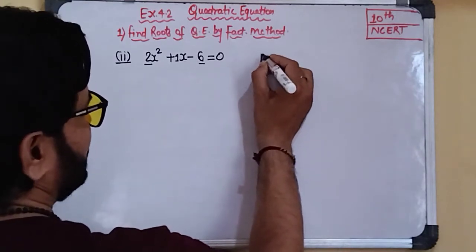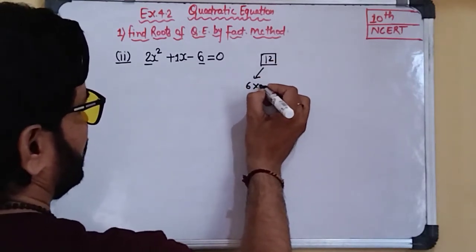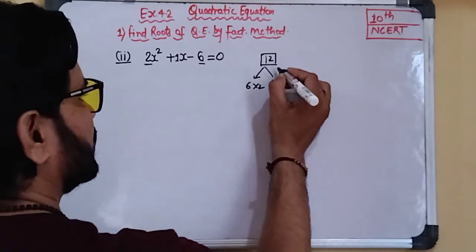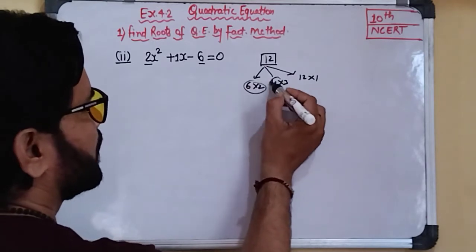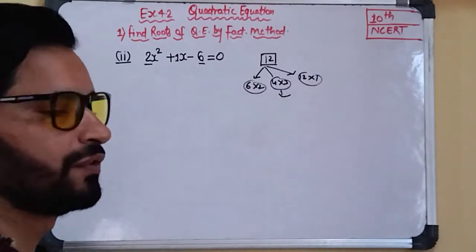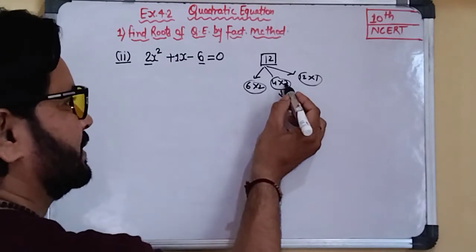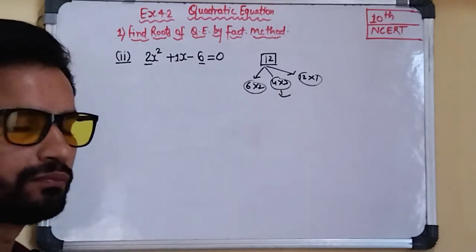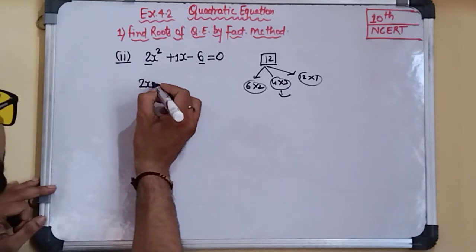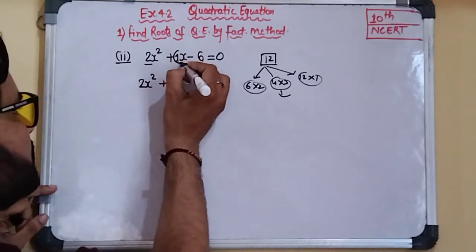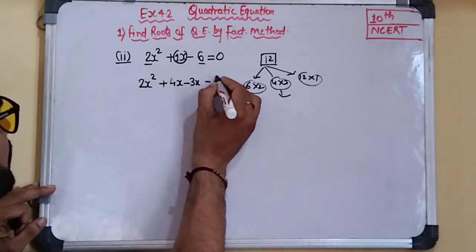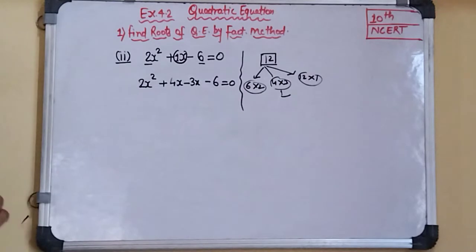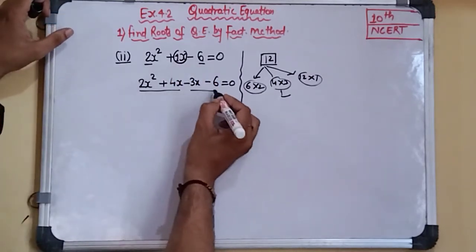Then what are the factors of 12? 6 twos are 12, 4 threes are 12 and 12 ones are 12. By which factors do we get 1? I think 4 threes are 12. If you take 4 threes are 12, then 4 minus 3 we get 1. Is it clear? Then we split 1x as 4x minus 3x. Clear? Then we get plus x.